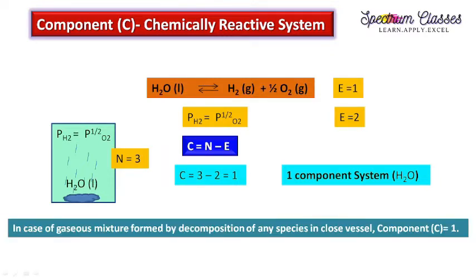So in the case of gaseous mixtures formed by the decomposition of any species in a closed vessel, that will be considered a one-component system. For example, we have it here. If there are some exceptions, guys, I do not have much idea about them.